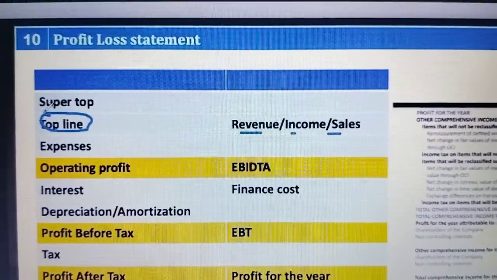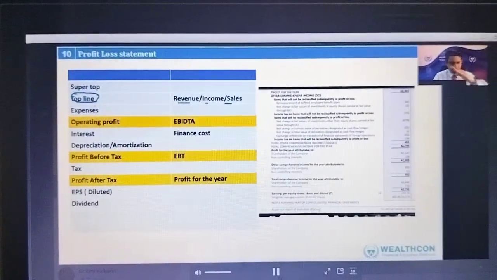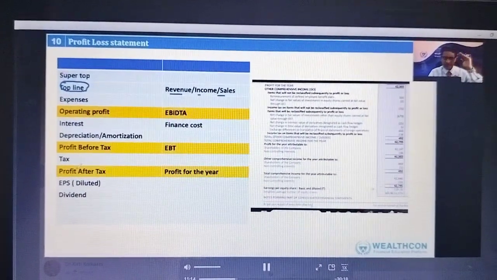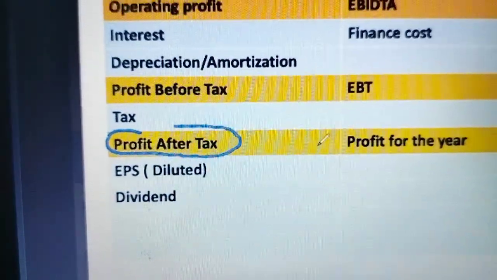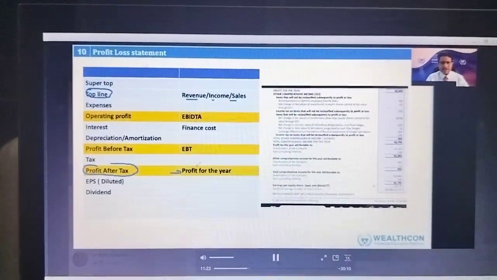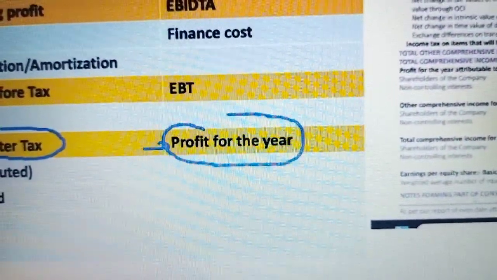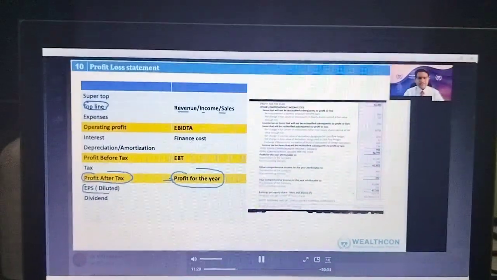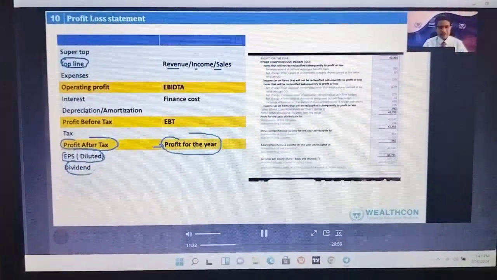Top line is usually very small, only 2-3 lines, or sometimes a single line. Bottom line. So see the top line, then go to the bottom line. Profit after tax is the bottom line. Now in the new format, Indian Accounting Standard, this is the word used for the profit after tax. Then you look for the dividend and EPS, if mentioned.